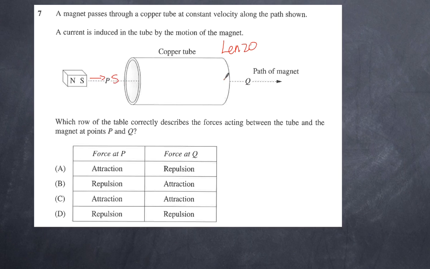But of course, as it leaves, the north is leaving over here. And so now it will produce again a force that opposes the motion. So we're going to get a south formed here, which means an attraction. And therefore, you're going to get repulsion here, attraction here, and therefore the answer is B.